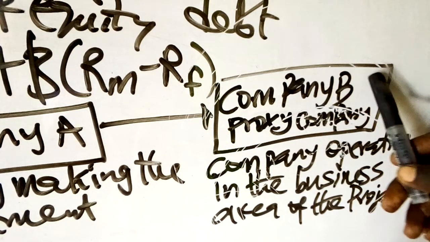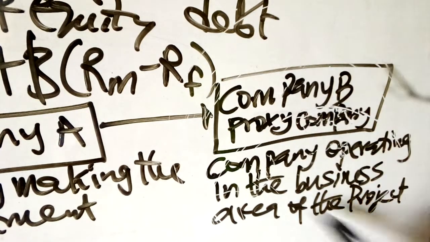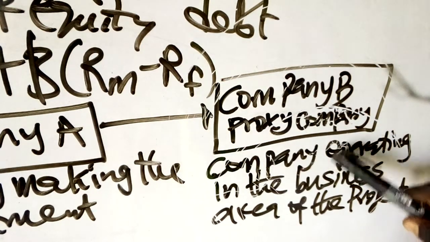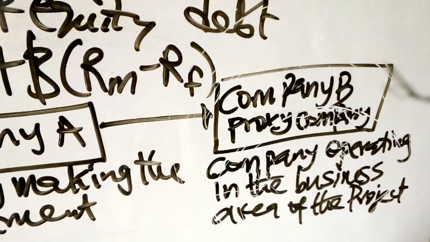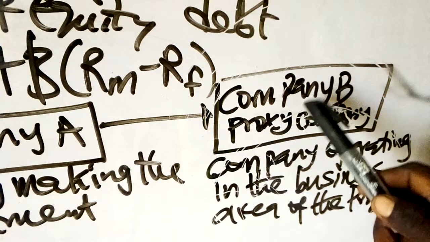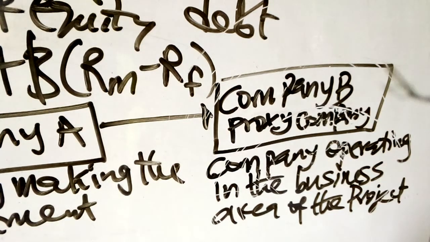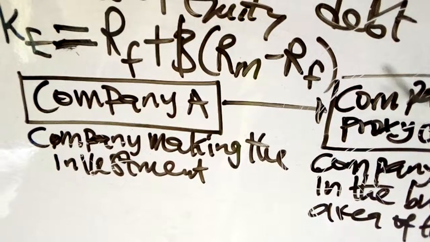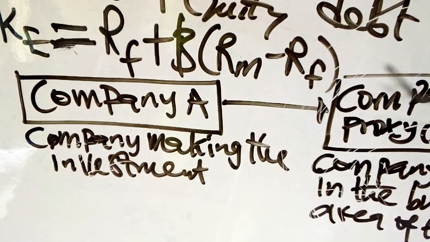So we need to remove the debt element from it by degearing the equity beta. When you degear the equity beta, you get the asset beta. So you will need the asset beta of company B, since the risk in the business area of company B is different from the risk in the business area of company A. So I've told you what you need from company B, the proxy company, is the asset beta.